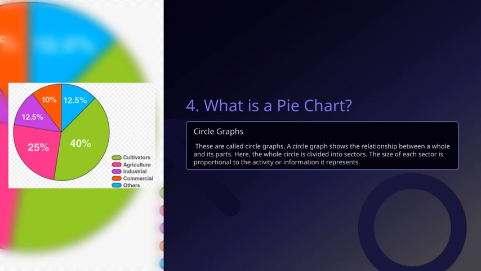The key idea here is that the size of each sector is proportional to the activity or information it stands for. So, if one part makes up half of the total, its sector will be half of the circle. This visual approach makes it easier to see how different parts compare to the entire picture. Pie charts are especially useful when you want to quickly understand the relative sizes of different categories within a whole, connecting back to our overall theme of understanding data visually.